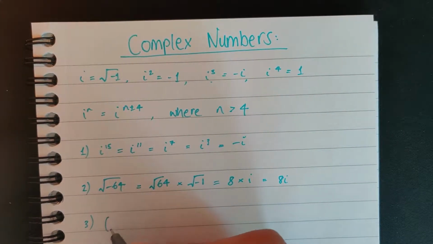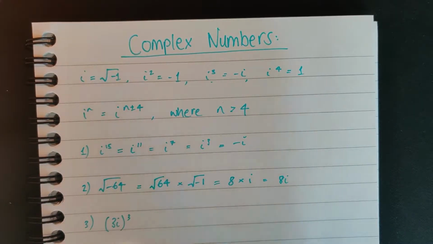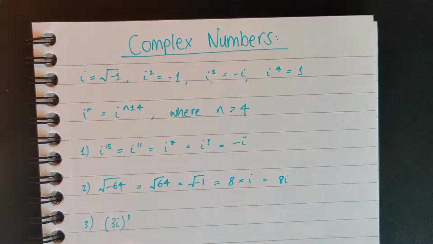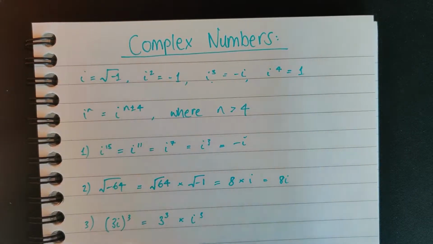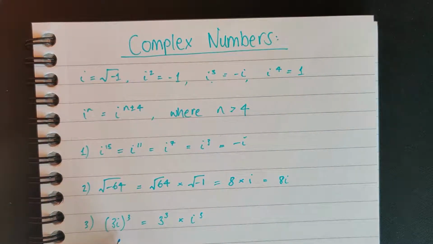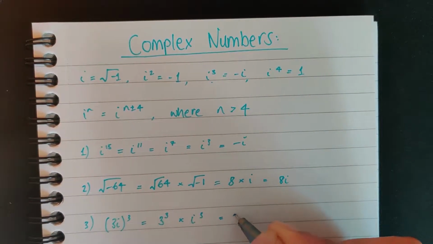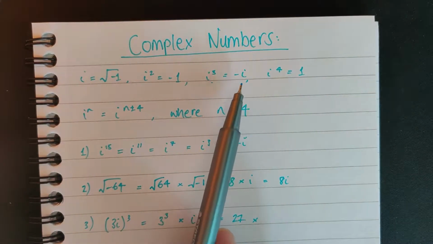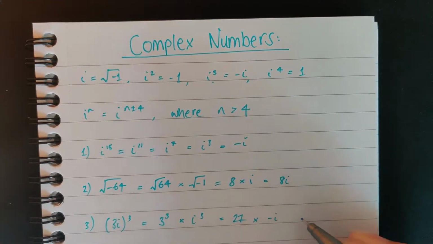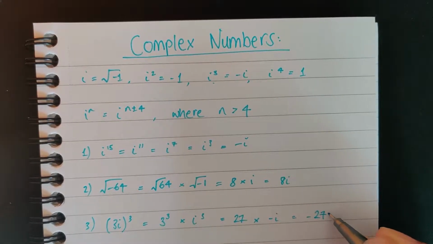Let's try another one. Here, we're asked to simplify (3i) all cubed. Remember that this is equal to 3 cubed multiplied by i cubed, as the whole 3i is being cubed rather than just the i. We know that 3 cubed is equal to 27, and we know that i cubed is equal to negative i from up here, which means our final answer is minus 27i.